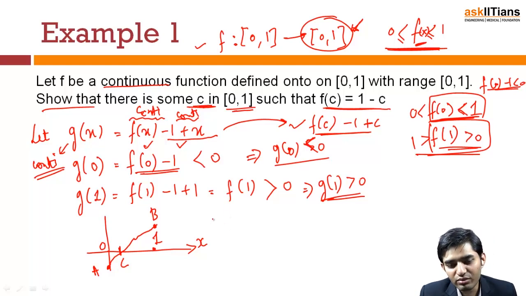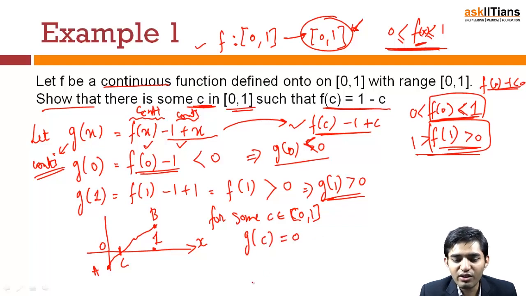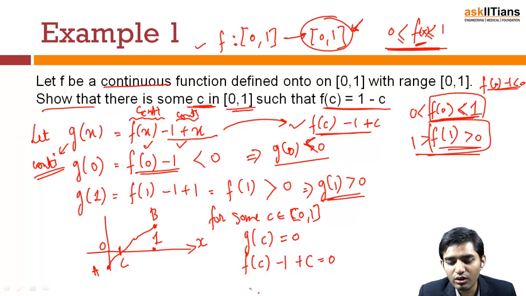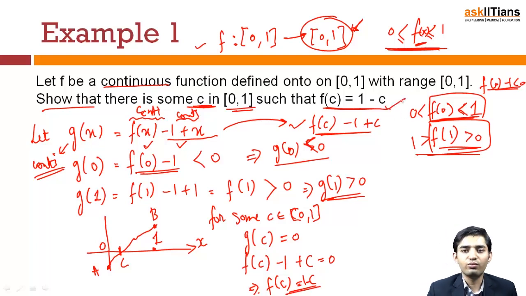So for some c in between 0 and 1, I can say that g(c) will be 0, and g(c) equal to 0 means f(c) minus 1 plus c equal to 0, and hence proved f(c) equal to 1 minus c, which we have to prove. Okay, understood?